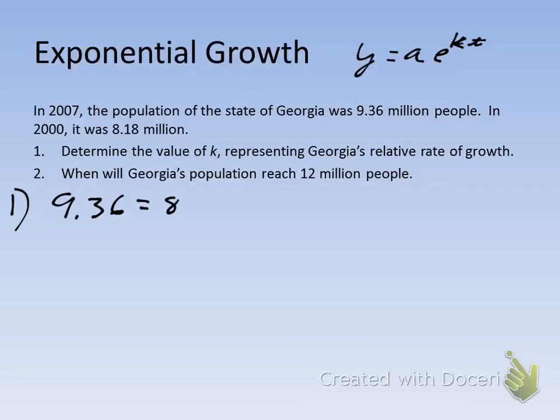equals 8.18 as your initial times e. How many years? 7. Oh, very good. Good job. 7 years, because it grew in 7 years. Makes sense? And we're trying to find K. So do you divide out the 8.18? Yep, that's exactly right.